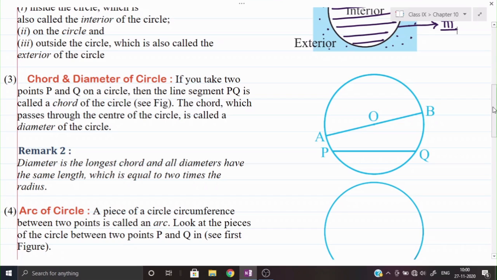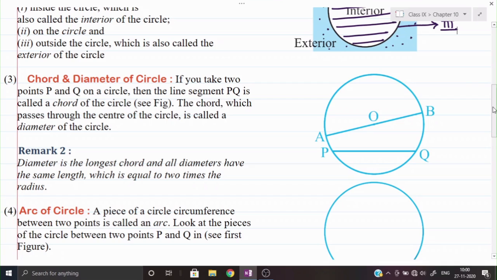I hope it is clear to you now: the circumference is nothing but the boundary of the circle. So points P and Q both lie on the circumference, and if you join both of them, the line formed is called the chord of a circle. Remember, points P and Q should lie on the circumference of the circle. They should not lie outside the circle, and they should not lie inside the circle.